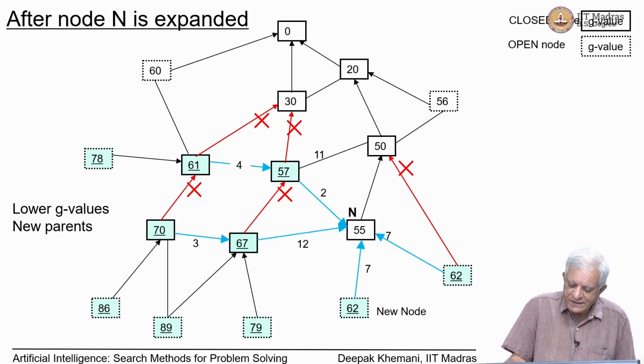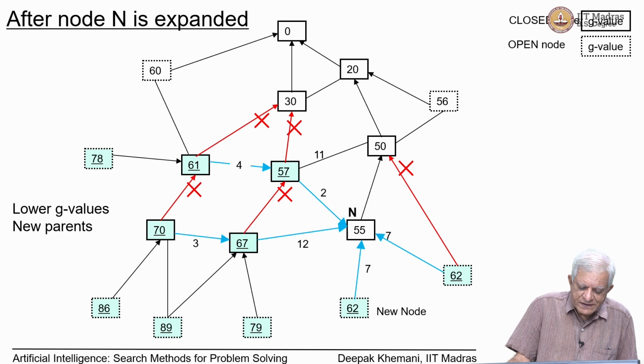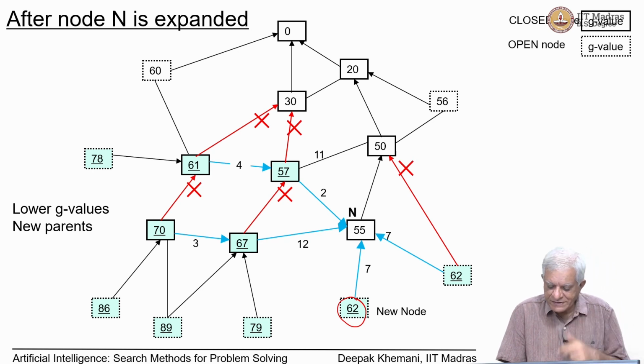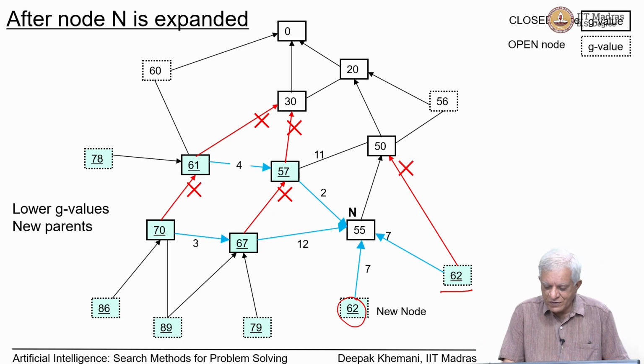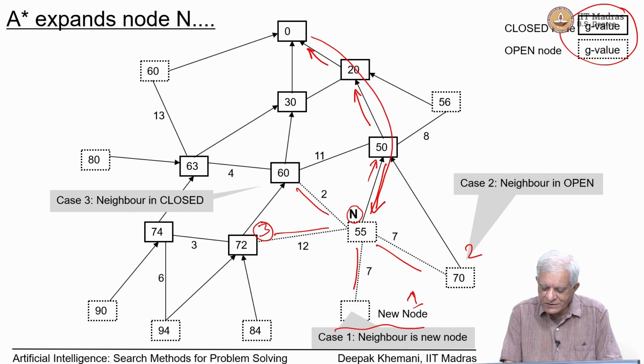So, after this node n is expanded, what happens? You can see that for this new node we have assigned the g value 62. Where did this 62 come from? That is 55 plus 7, where 7 is the edge cost, and we add it to open now. For this node, which now has a cost of 62, initially it had a cost of 70, as you can see here, and this cost came from this node which had a cost of 50.